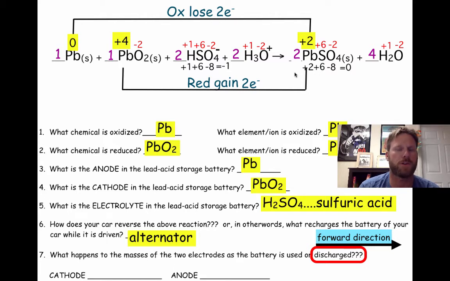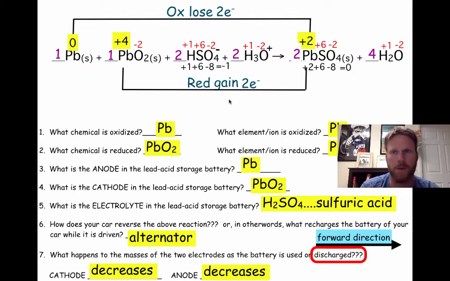So this example is going to be different from the ones that we make battery diagrams for. Since the reactants are becoming products, the cathode will decrease in mass as lead oxide becomes lead sulfate. The anode will also decrease in mass because lead gets used up and becomes lead sulfate. So both the anode and the cathode are decreasing in mass.